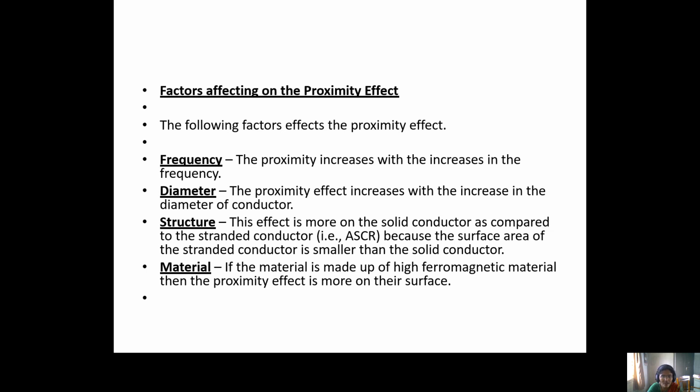Structure. Structure is also one of the factors affecting the proximity effect. The effect is more on solid conductors as compared to stranded conductors. Coming to the structure of the solid conductor and stranded conductor, it is more on solid conductors compared to ACSR, aluminum conductor steel reinforced, because the surface area of the stranded conductor is smaller than the solid conductor. The solid conductors have more surface area, but the ACSR surface area is less. Material.